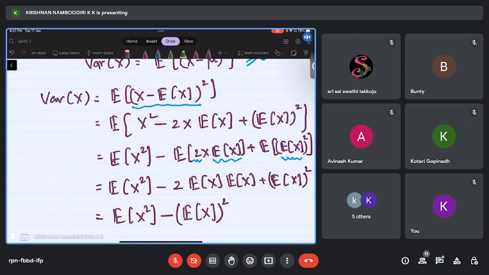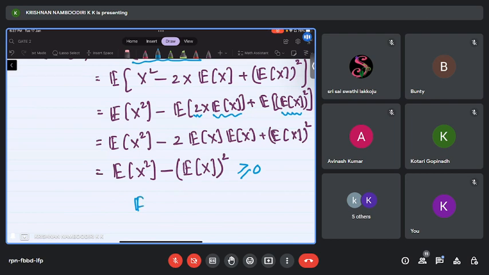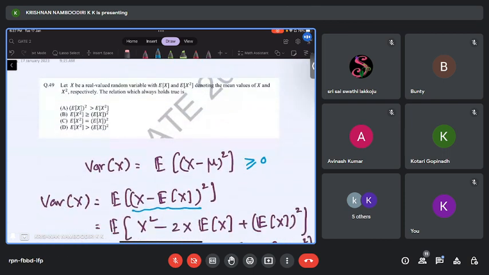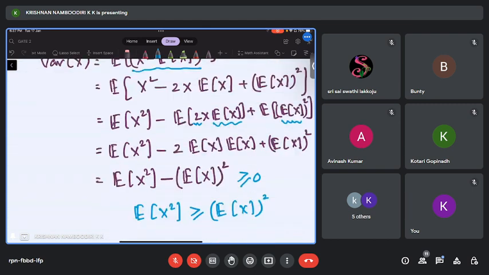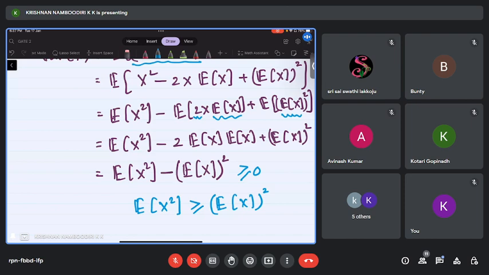So now what can we do? We know that this is always greater than or equal to 0. What does that mean? Expectation of X square is always greater than or equal to (expectation of X) the whole square. So what is the answer? The answer to the question is nothing but option B. So far so good. Any questions?